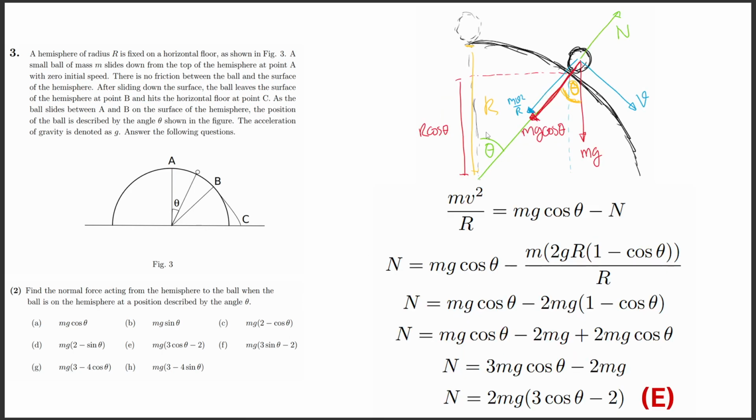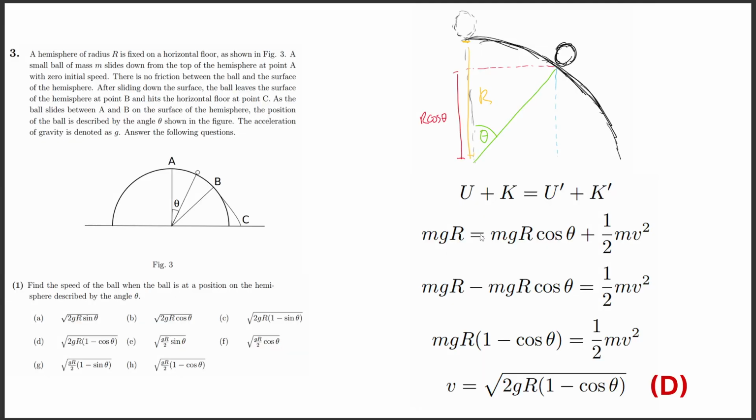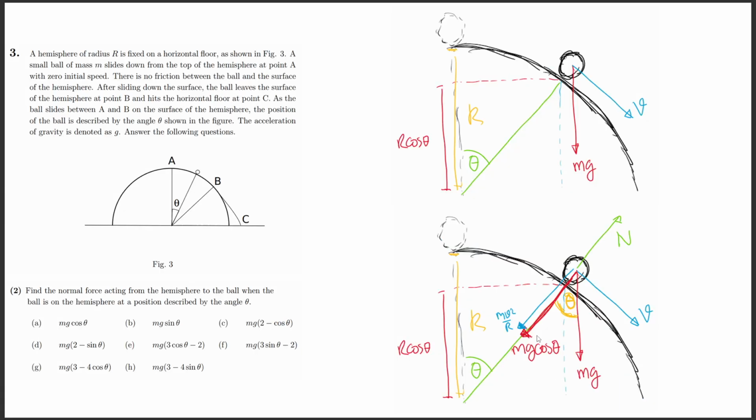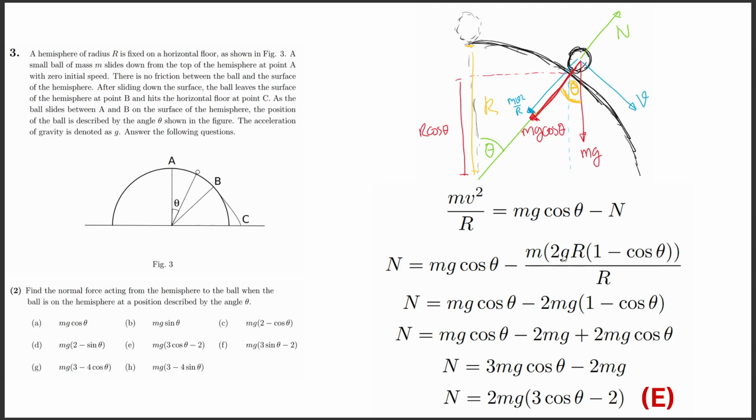I'll redraw here. So we find this equation, and we already know v from number 1, that is the square root of 2gr(1 minus cosine theta). So we substitute v, so it became this, and we calculate until it became this, where N is equal to mg(3 cosine theta minus 2). So the answer is E.